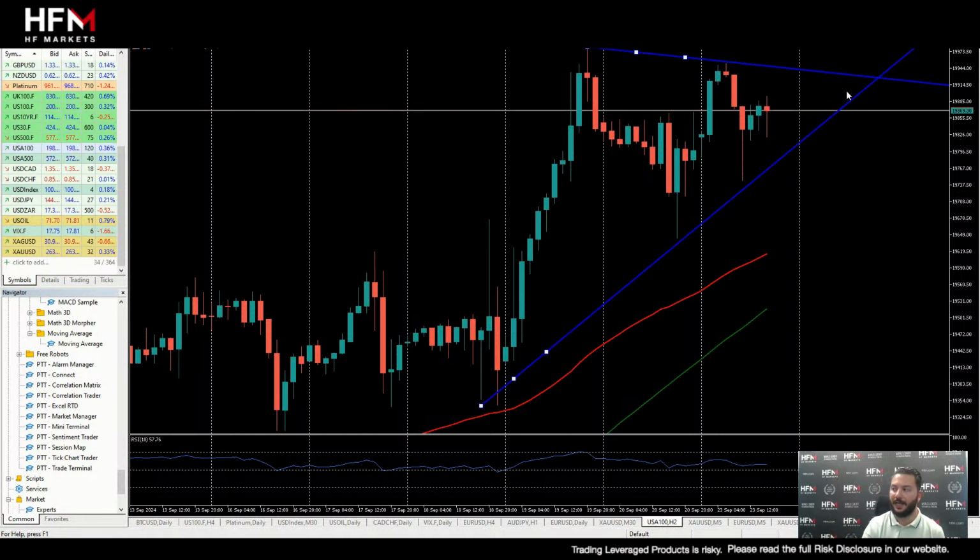If we're going to look at an ascending triangle, because this is only slightly tilted downwards, then that's definitely considered a buy signal, but with a lot of downward volatility in the short term as well.